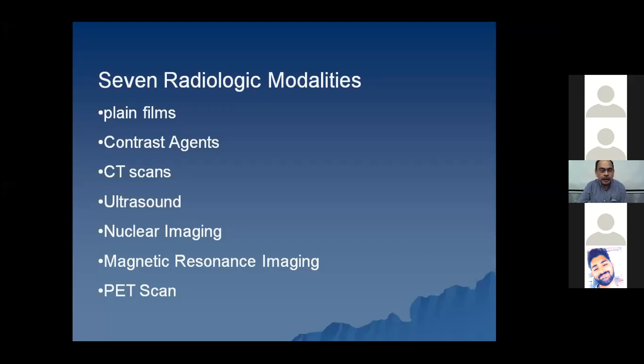Then there is CT scans. You might be aware of their presence as well as their use in some of the patients in your life. Then a very common imaging is the ultrasound. Then there is nuclear imaging, magnetic resonance imaging, MRI, and the PET scan, the positron emission tomography.